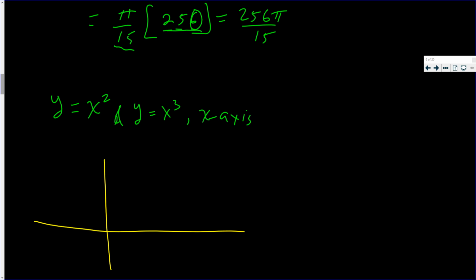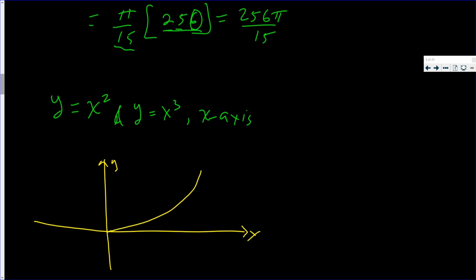You should know that x cubed is going to be down there when x is less than 0, and that our x squared is going to be up there. So any place where it's going to intersect, it's going to be in quadrant 1. This here is x cubed. This is x squared. They intersect at 1 and 0.